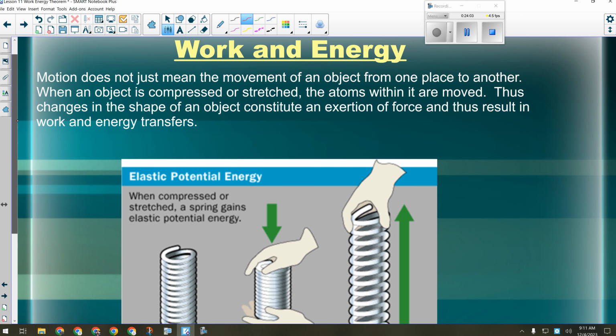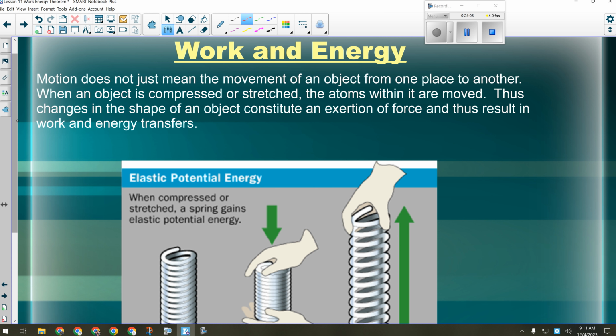Okay, so motion doesn't have to mean that an object actually moves from one place to another. It could just mean that I change its shape. So stretching a spring, a bungee cord, a rubber band, or something like that still counts as movement. A change in shape, like a dent in the truck, still counts as movement.